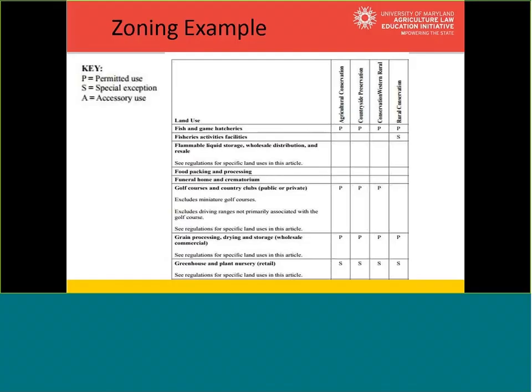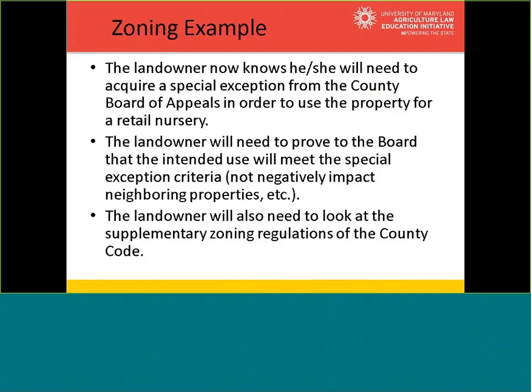As you can see, the last use pictured on the bottom of the slide is greenhouse and plant nursery retail. And if you go over and look at the different columns, the first column is agricultural conservation, and so we see an S there, and if we look over at the key, that stands for special exception. The landowner now knows he or she will need to acquire a special exception from the County Board of Appeals in order to use the property for a retail nursery. The landowner will need to prove to the board that the intended use will meet the special exception criteria.